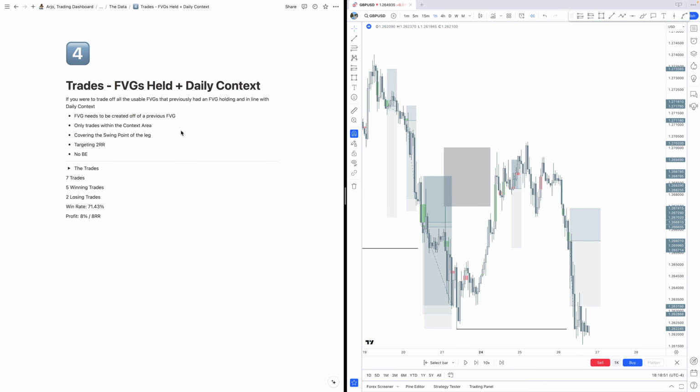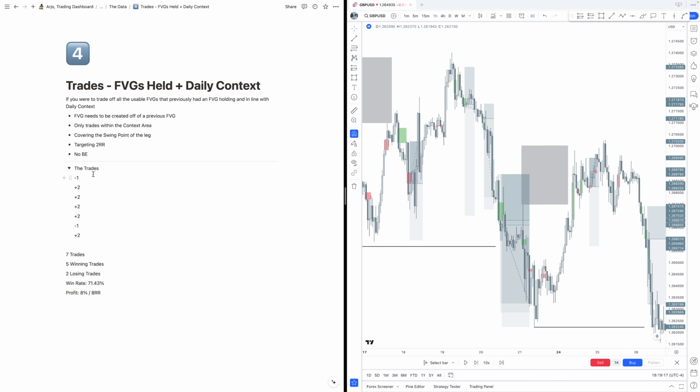So if we again take a look at the notion, if you were to trade off of all the usable fair value gaps that previously had a fair value gap holding and in line with daily context. So fair value gap needs to be created off a previous fair value gap, only trades within the context areas, and again, the rest of the rules are all the same. Then these are all the trades that we can get to right there, which leads to a total of 7 trades. 5 of those are winning trades, 2 of those are losing trades.